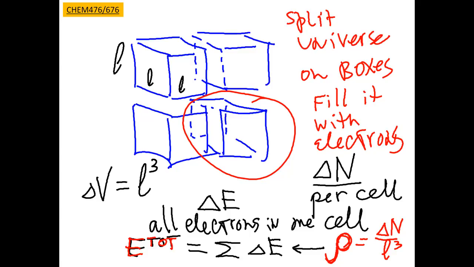All space onto equal boxes. Generally, the box can be rectangular, but we assume that they are cubes. And we agree that so many electrons reside in one cube, and the volume of one cube is L to the power 3. Then we can introduce density. Density is mass divided by volume. And we don't care about mass. We care about charge. So density of charge.